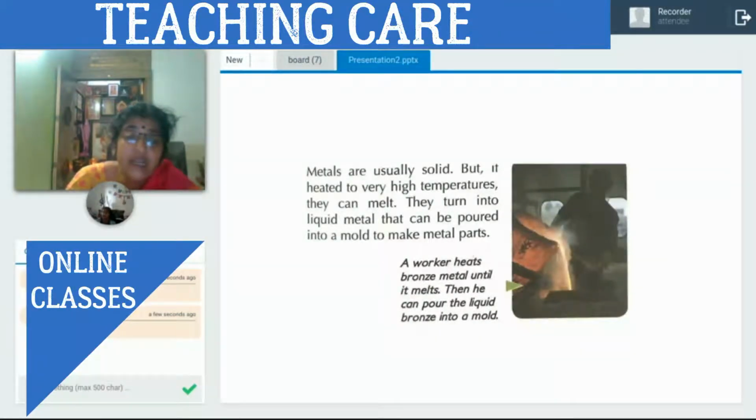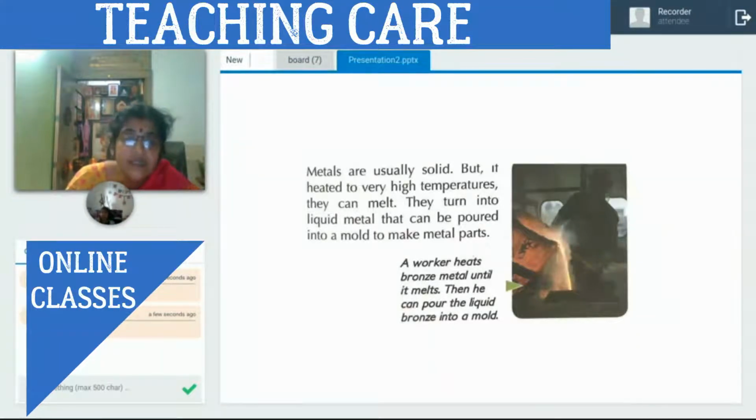Next, metals are usually the next example. A worker heats bronze metal until it melts. He heats up bronze metal until it melts, then he can pour the liquid bronze into a mold to bring a shape. So this is a melting process, right? Yeah, okay, it's a melting process.